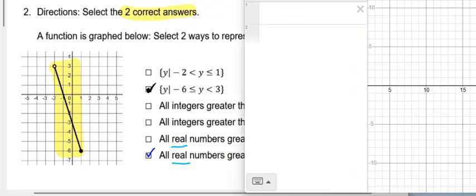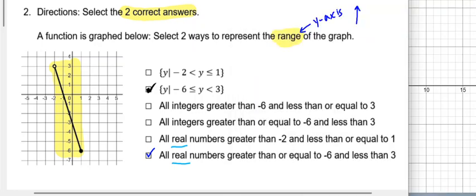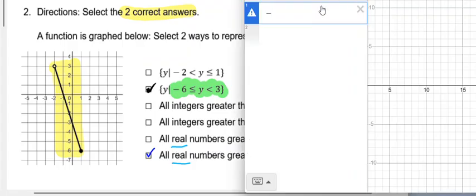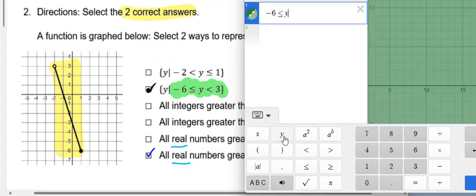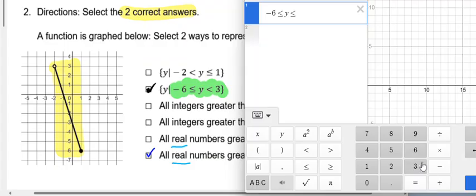As far as Desmos, if you want to use Desmos for any reason, you can go ahead and type this out. This part doesn't type out, but only this part right here. So if you want to put -6, this part right here, just to make sure that's the range, you can put -6 less than or equal to y, less than or equal to 3. Not equal to, right?